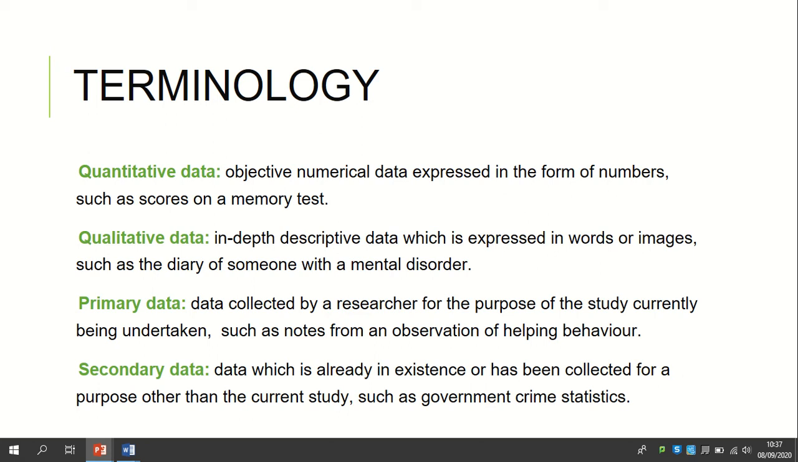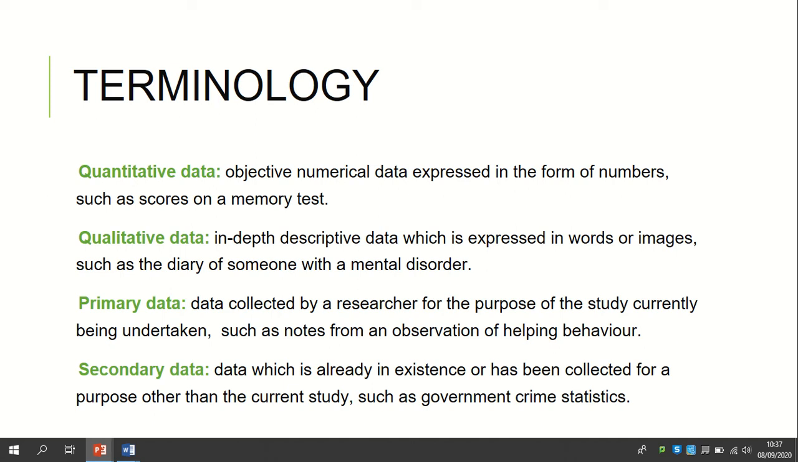If you say, for example, wanted to do a study on the differences between males and females and how much crime they commit, then you have a look at the government's crime statistics for males and the government's crime statistics for females. That would be considered secondary data, and that's because you didn't collect that information yourself. It was already available on the internet somewhere.